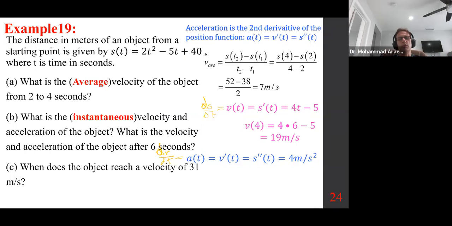When does the object reach the velocity of 31? You use this formula, set it equal to 31, and it gives you t equals 9 seconds.